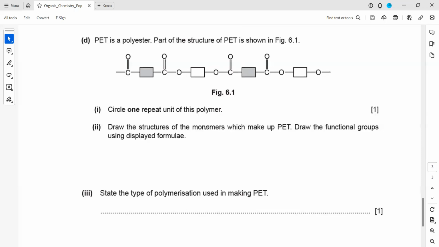Then draw the structure of the monomer. So we have to draw the structure. We have a dicarboxylic acid and a diol, but we have to draw the structure of the monomer. So how will we draw the structure of the monomer? Like this is one part.